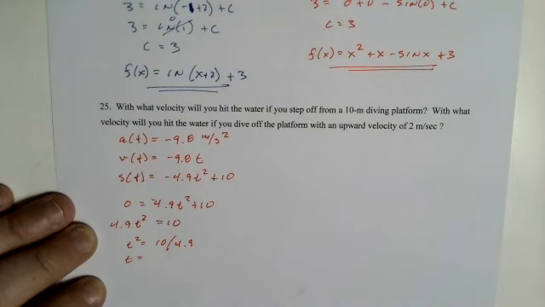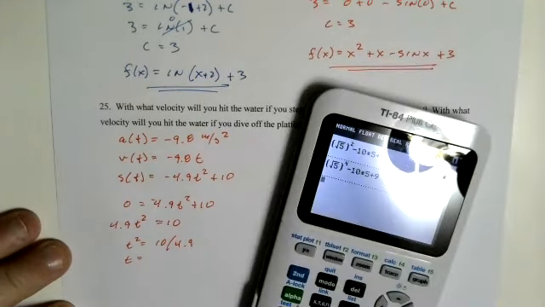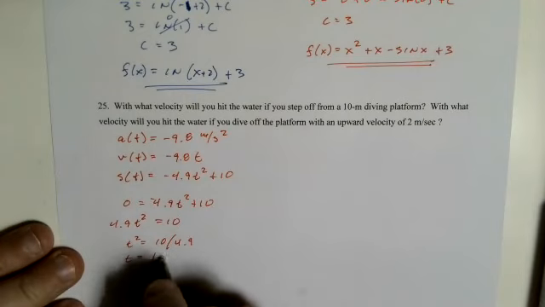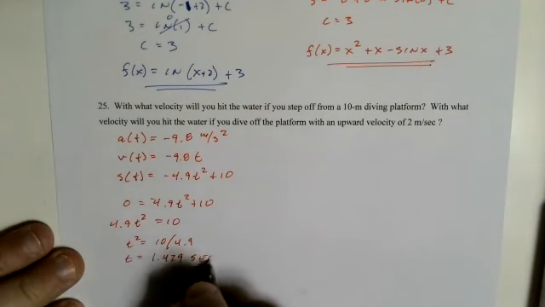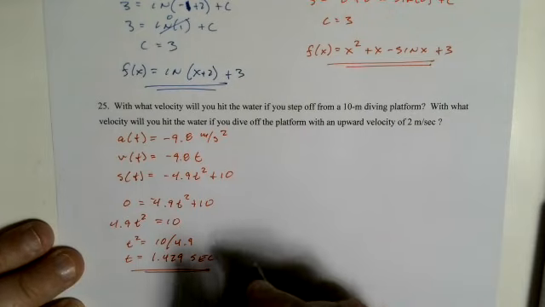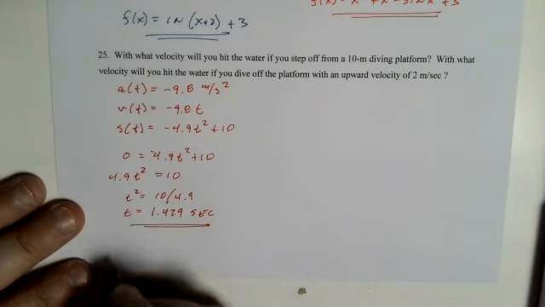T equals, don't trust my brain, root 10 divided by 4.9. 1.429 seconds. That's how long it takes me. And I bring my units back in. With what velocity do you hit the water if you step off a 10-meter diving platform? That didn't answer the question. But it was nice to get to that point.